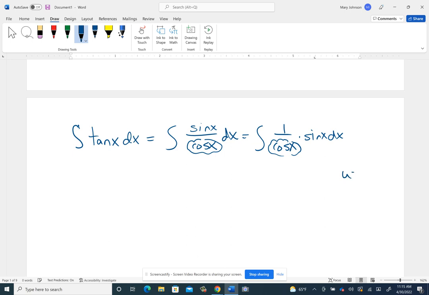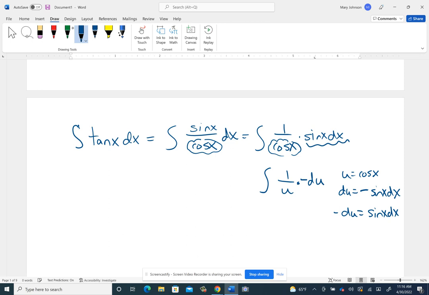So u is going to equal cosine x. So I'm going to be able to think about this as 1 over u, which when I integrate 1 over u, I'll get natural log of u. But when you do the derivative of cosine, you get negative sine x dx. I see the sine x, so I'm going to have to adjust that and replace the sine x dx with negative du.